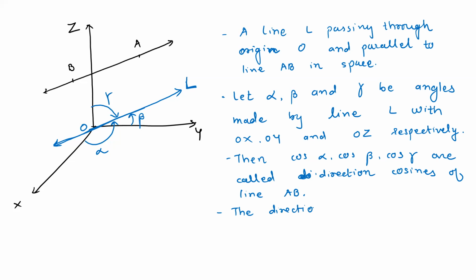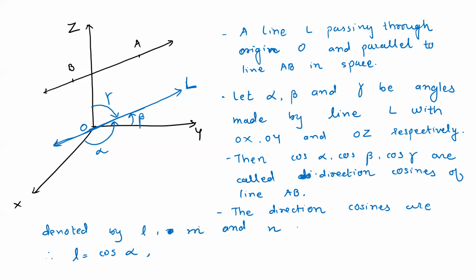The direction cosines are denoted by L, M, and N. In that case, L is equal to cos alpha, direction cosines, right? L, M, and N are direction cosines, meaning cos alpha, cos beta, and cos gamma.